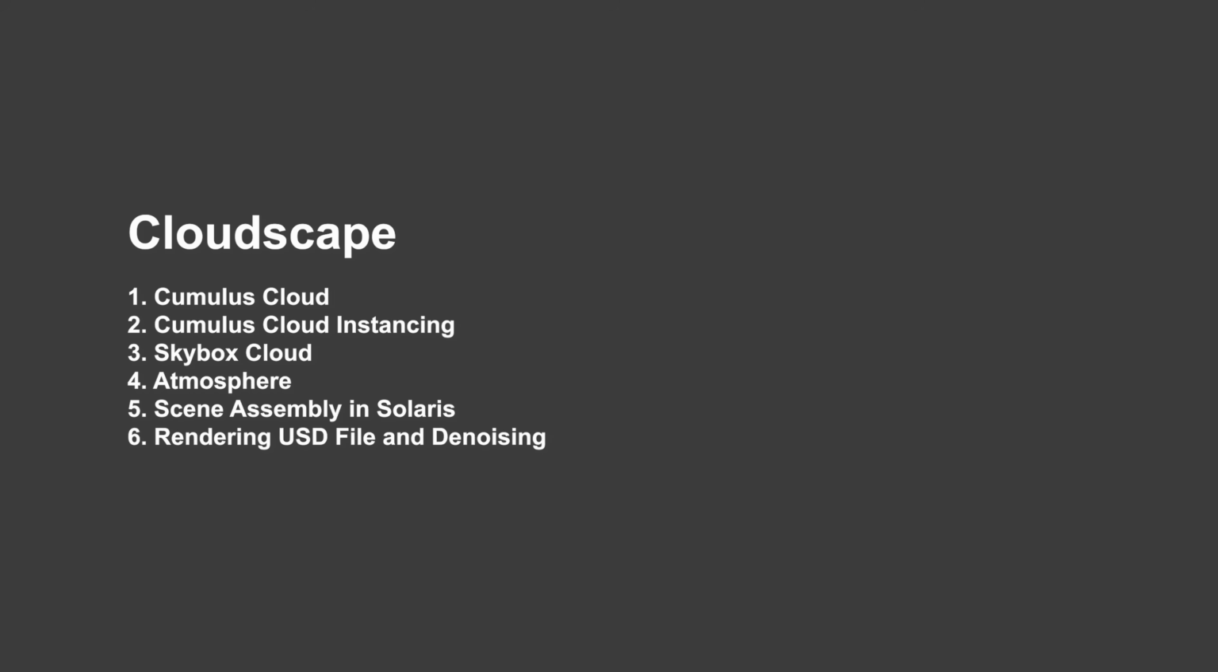Hello everyone. Today I'm going to explain the cloudscape setup that I've done for one of my personal projects. The cloudscape setup will be divided into 6 parts. First is the Cumulus cloud generation, and then the instancing points, then the Skybox cloud, atmosphere, scene assembly in Solaris, and rendering the USD file and denoising with a command line render.